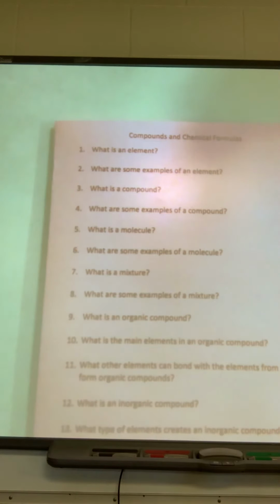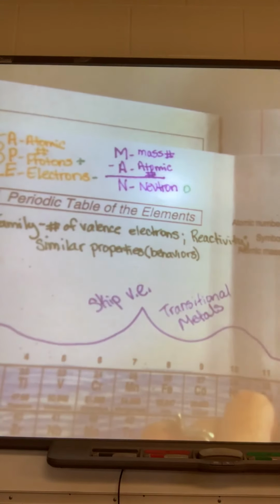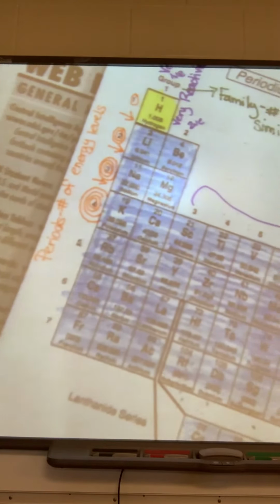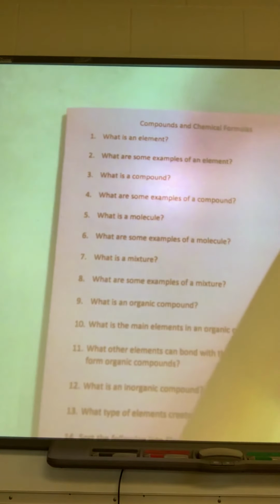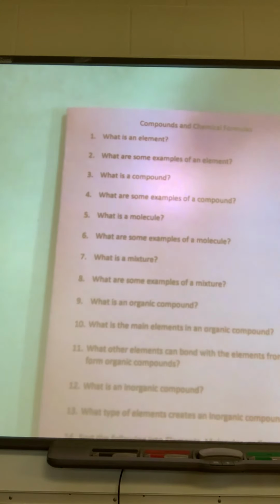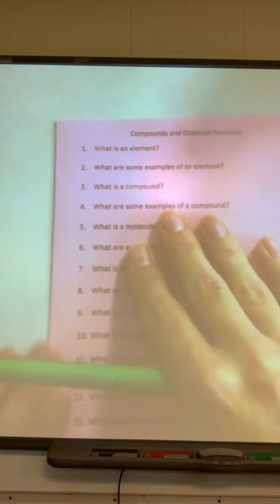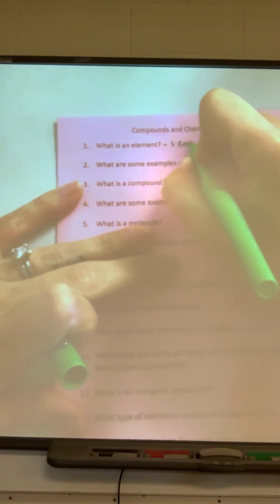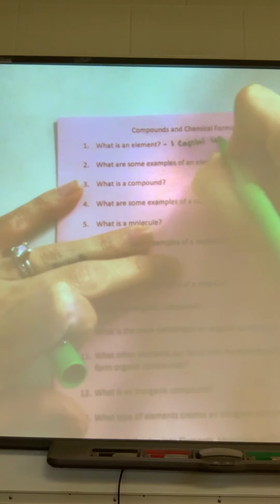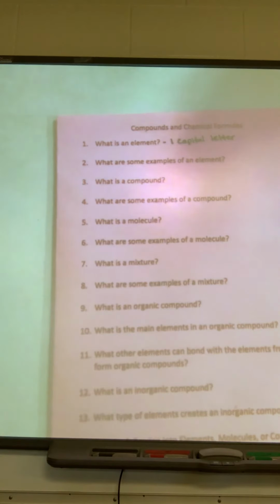So we're going to look at compounds and chemical formulas, all right? And when I'm looking at these, if I'm going to say that something is an element, when I look on my periodic table, I only see one capital letter in each one of these boxes. You'll never see two capital letters. So I know that it has to at least have one capital letter in it. All right, so for an element, I'm just going to write a little note here: one capital letter. This is just a quick reference for me.